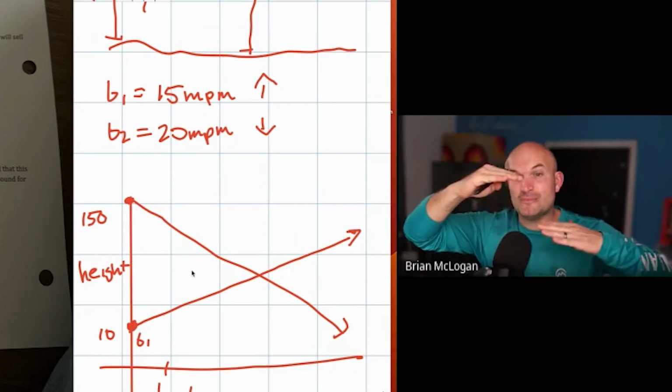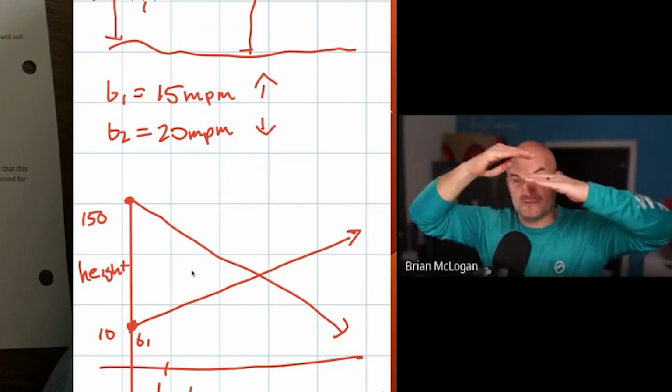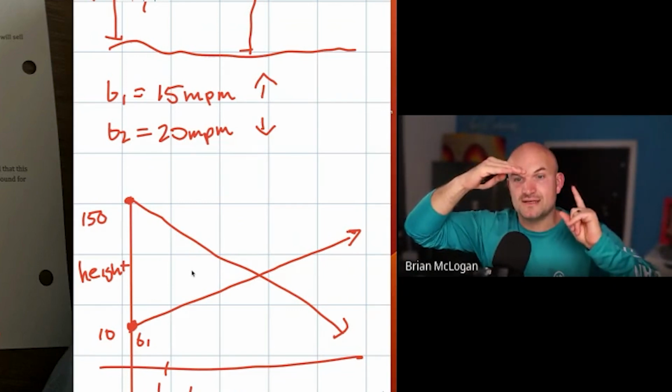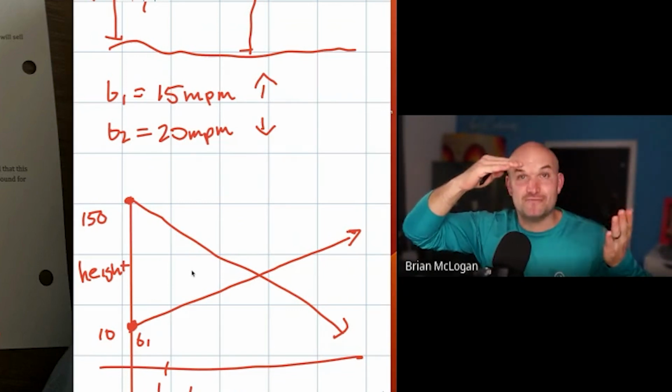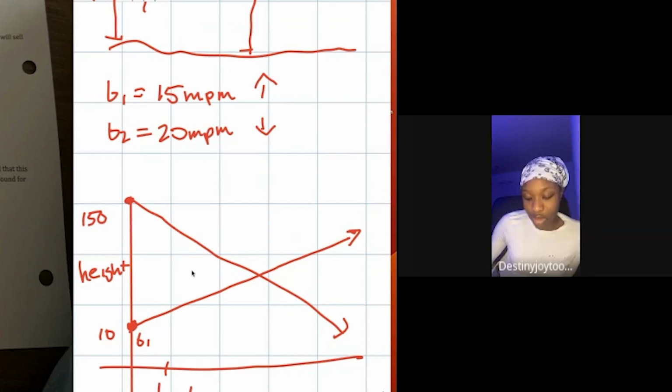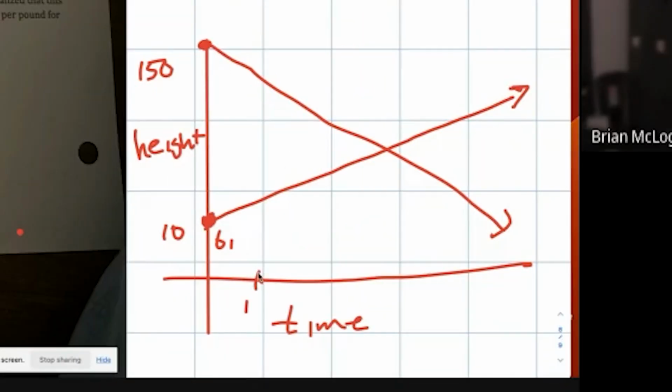But balloon number 1 is going up 15 meters per minute. So after 1 minute, balloon number 1 is at 25 meters. Does that kind of make sense? So at 1 minute of time, this is now at 130, and this would be at 25.